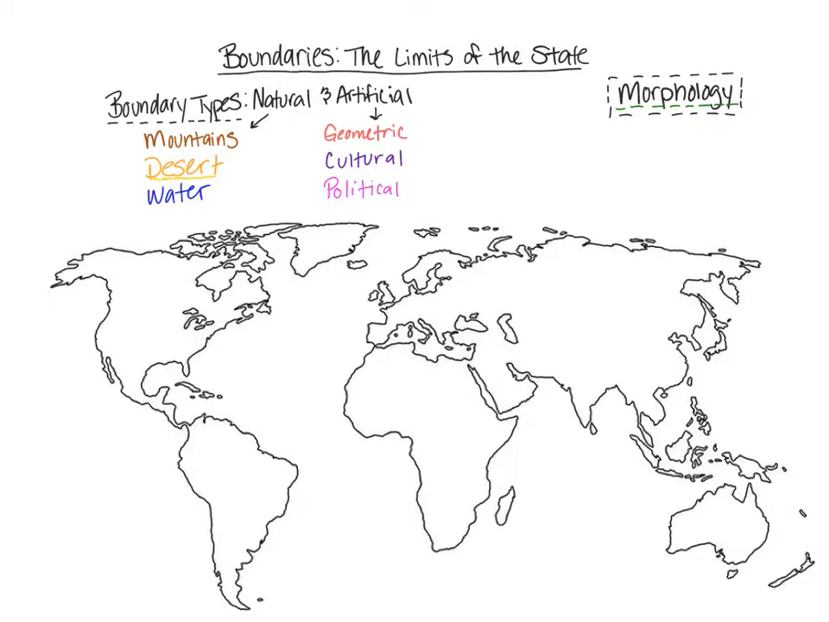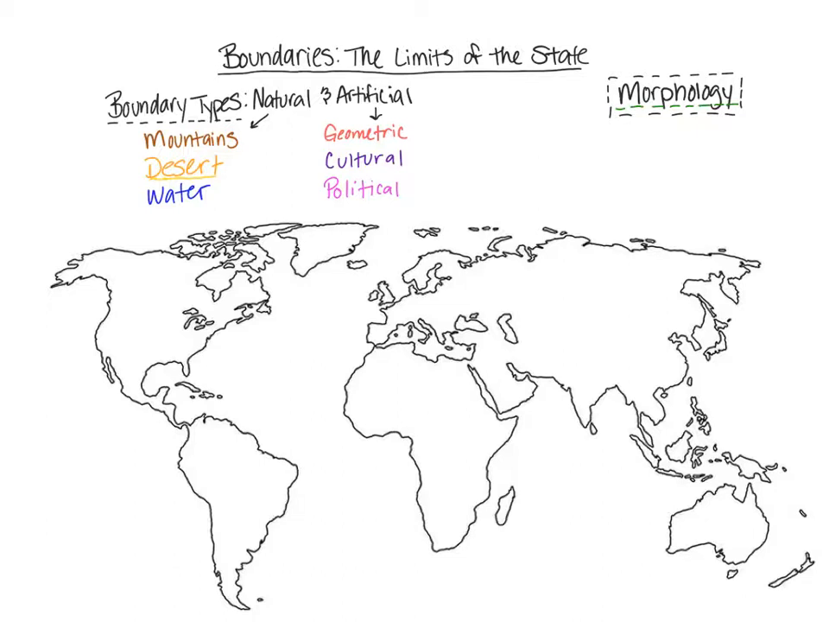Okay, so the first one we're going to do is mountains. I don't care what color you use. I'm going to use brown because that's what we normally do on our sketch map, but whatever color you have is great. Okay, so there are two different boundary types. There are natural boundary types and artificial boundary types, okay?